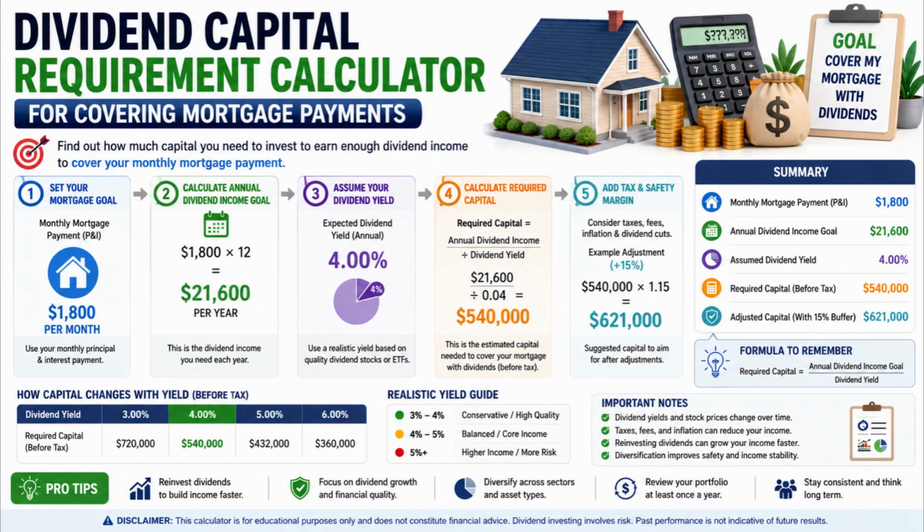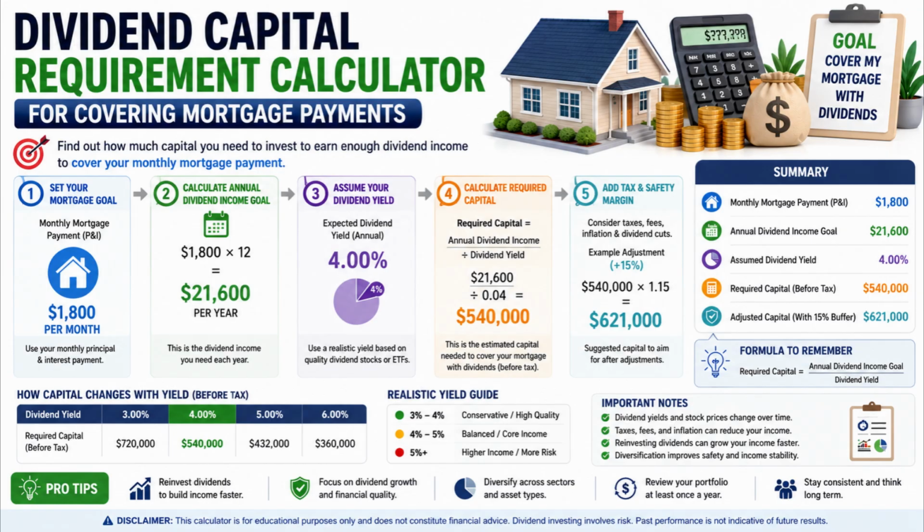After that, choose a realistic expected dividend yield. In this example, the assumed annual dividend yield is 4%. This may represent a balanced estimate for a diversified portfolio of quality dividend stocks or dividend-focused exchange-traded funds. However, actual yields can change over time because of movements in stock prices, company earnings, and dividend policies.